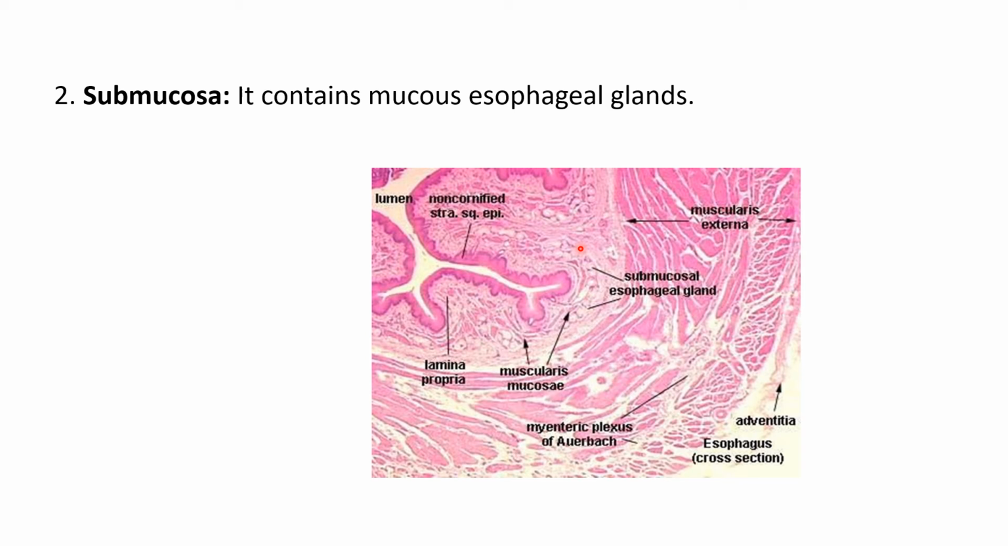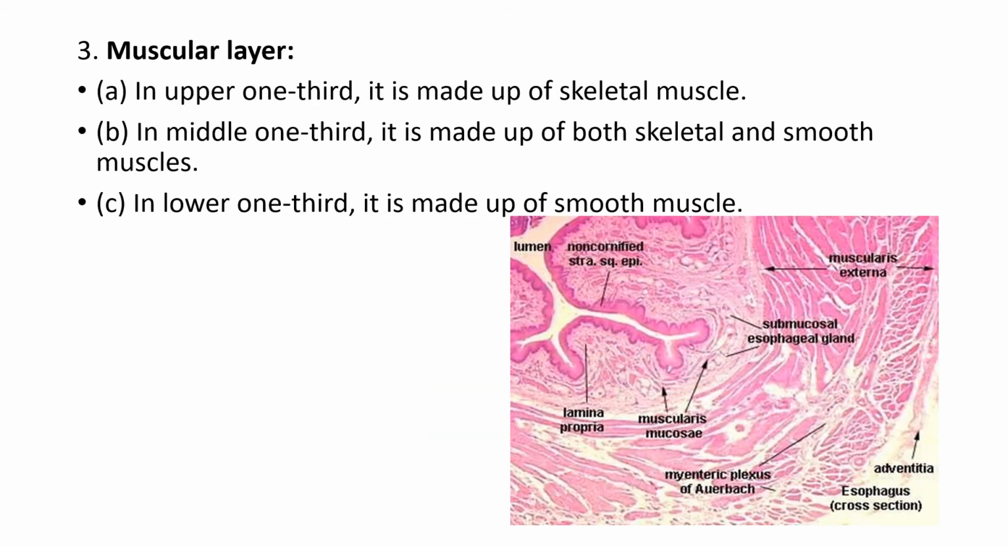Submucosa. As you've already looked at the mucosa, now we are looking at the submucosa. In the submucosa, we have esophageal glands. Here is the submucosa. The third layer is the muscularis externa, the muscular layer. So it's the third layer.